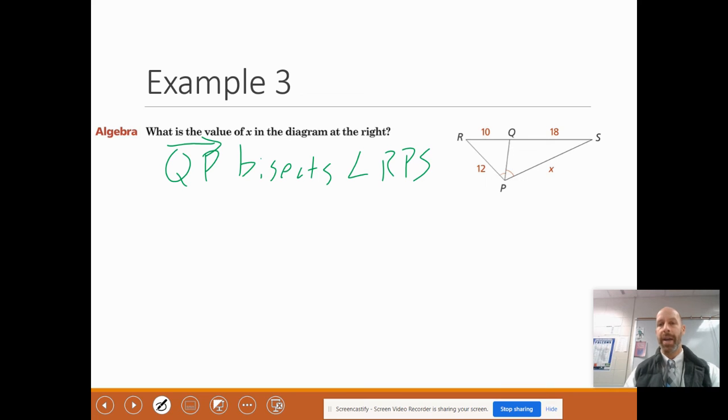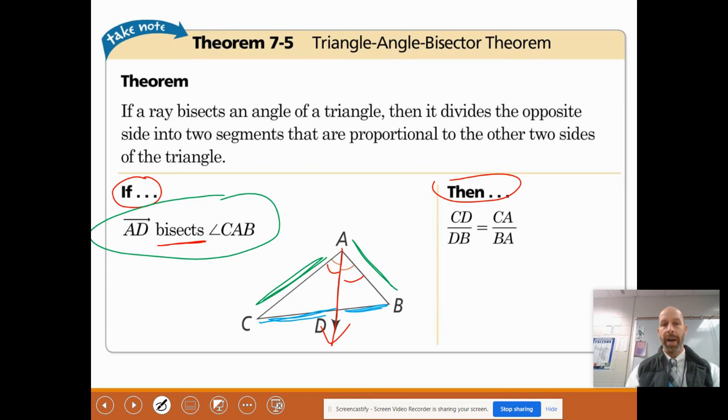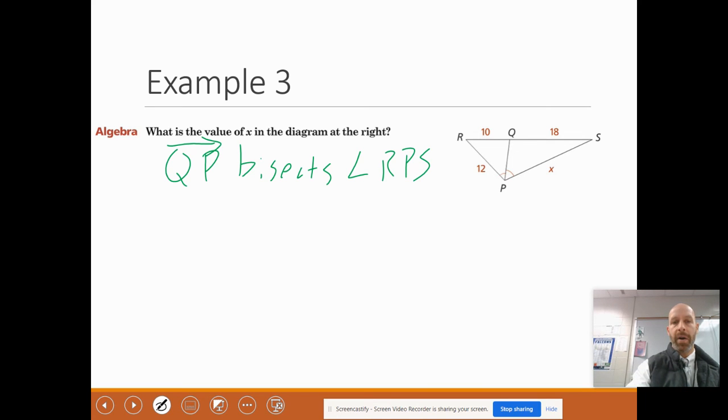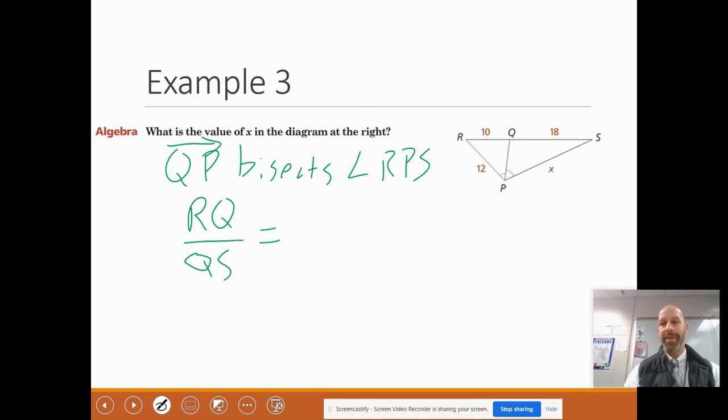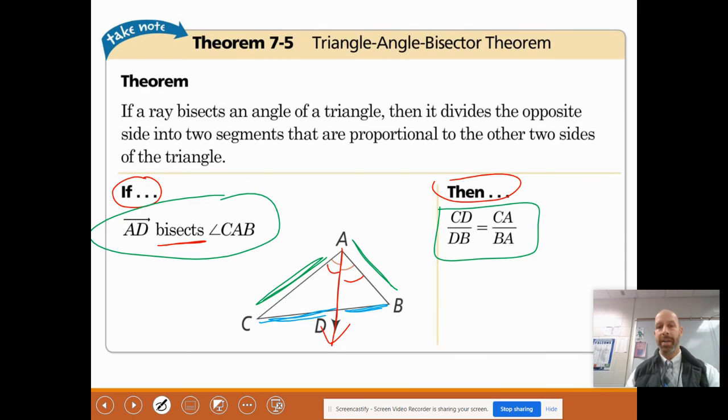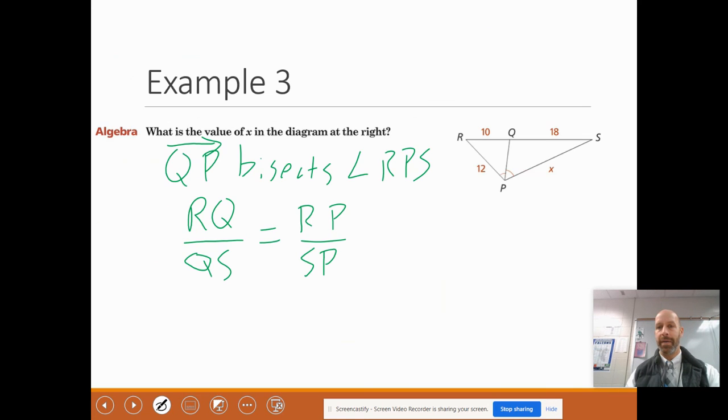So now here's what it's telling us. Okay, and I'm going to come back to this. Since AD bisected that angle, we said that, and now we're looking at this. CD is to DB as CA is to BA. Okay, so what I'm saying is now I'm going to conclude that RQ is to QS, sorry about my handwriting, as RP is to SP. This is the conclusion.